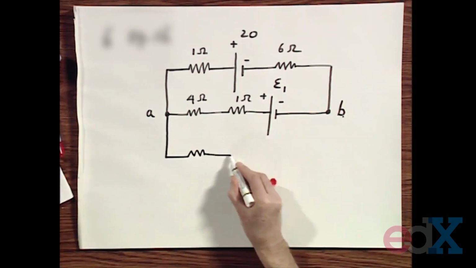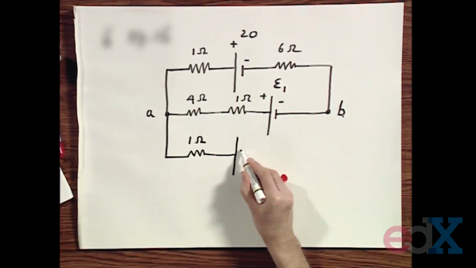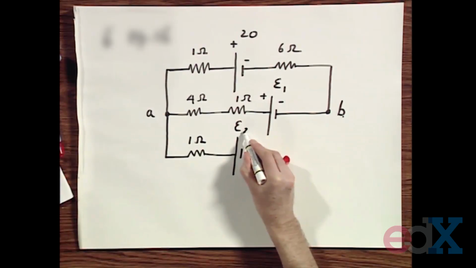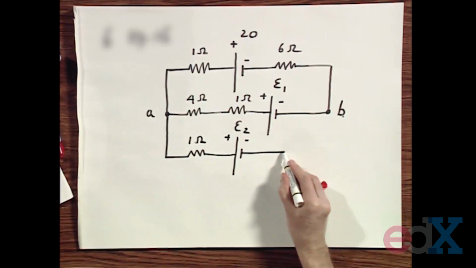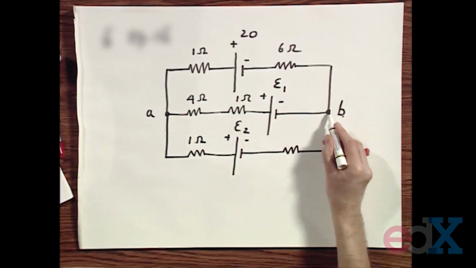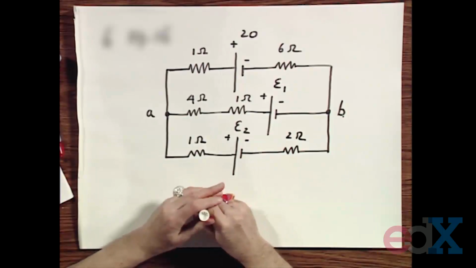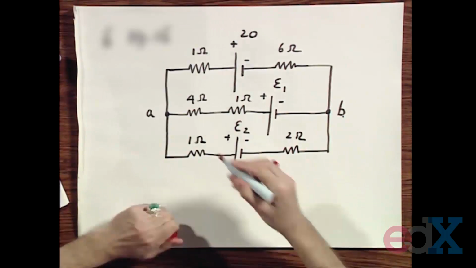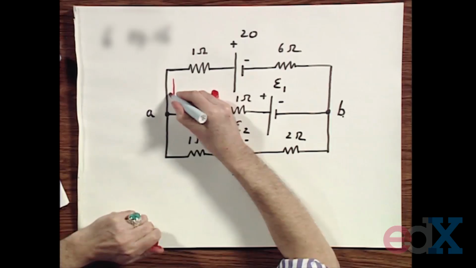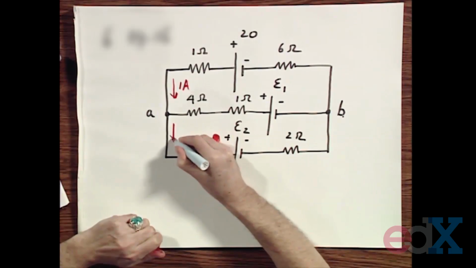Here is a resistor, 1 ohm. And then there is another battery of which we do not know the EMF, E2. Plus side, minus side. And then there is here a resistor, 2 ohms. And that is it. And what you also are being told, and I believe that's all, is that the current through here is 1 ampere, and that the current through here is 2 amperes.